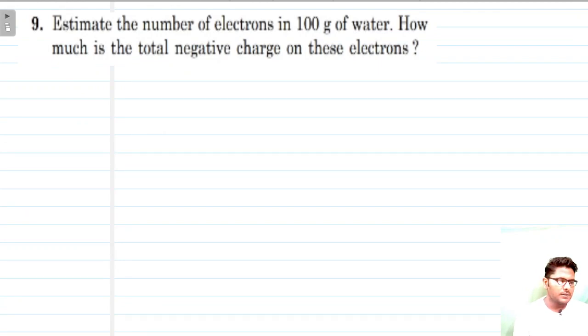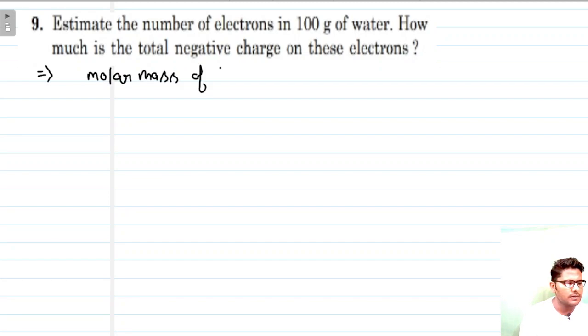Estimate the number of electrons in 100 grams of water. First of all, as you all know, if you know about the concept of mole, the molar mass of water is 18 grams per mole. Molar mass of H2O is 18 grams per mole. So we will get, as you all know, 1 mole consists of 6.02 into 10 raised to the power 23 entities.